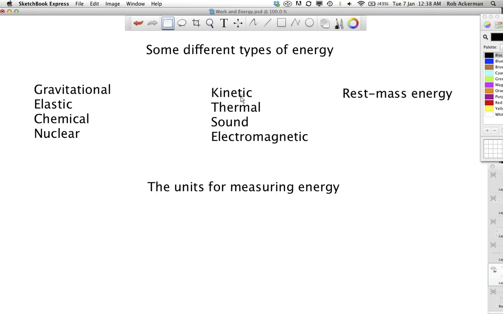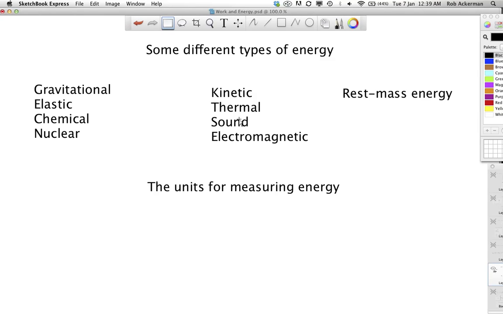The ball had kinetic energy by virtue of the fact that it was moving. Let's look at another kind of energy that deals with movement, this one called thermal energy, the kind of movement that's associated with the particles in a substance. You've learned that the hotter a substance is, that corresponds to faster movement of the particles within it. We call this thermal energy.